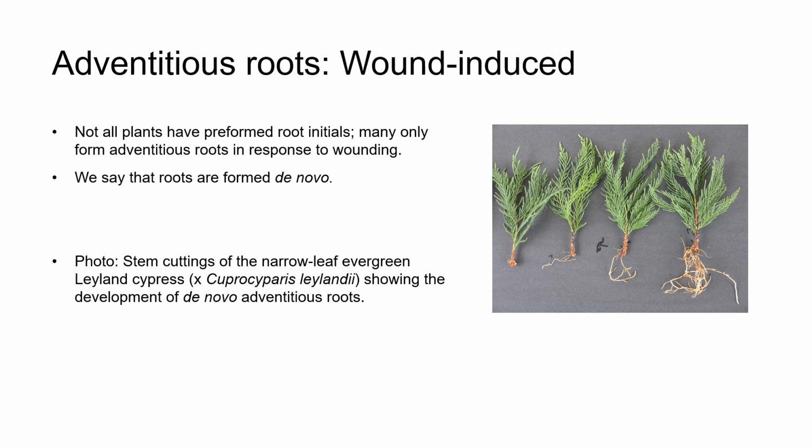Not all plants have preformed root initials, though. Many plants only form adventitious roots in response to wounding. In these cases, we say that the roots are formed de novo, which is Latin for from new, or basically the roots are formed from scratch. The ability of cuttings of all types, stem cuttings, root cuttings, leaf bud, and leaf cuttings, to form adventitious roots, new vascular tissue, and shoots is based on the concepts of totipotency and differentiation.